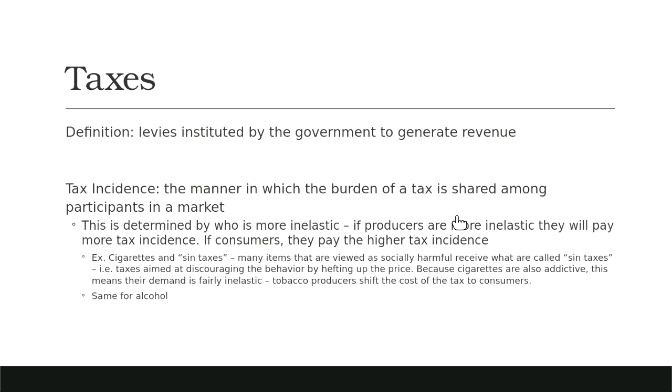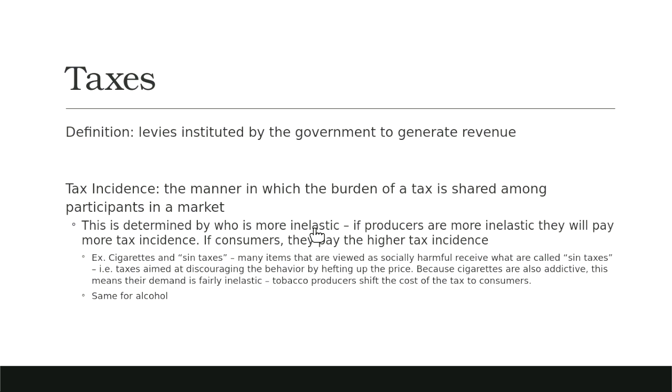The tax incidence is the manner in which the burden of a tax is shared among participants in a market. This is determined by who's more inelastic. Before we reach the conclusion of this, just a reminder, in chapter 5 we talked about inelasticity and elasticity. Inelasticity means that your quantity demanded or quantity supplied won't change that much in regards to a price change. What that means is if the government institutes a tax, and the supplier or the buyer is less sensitive to price changes, the other group will shift the burden to them.